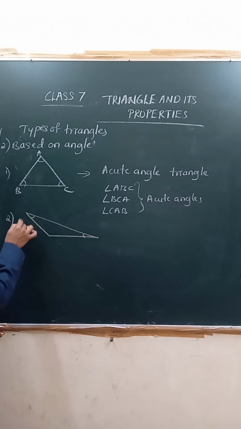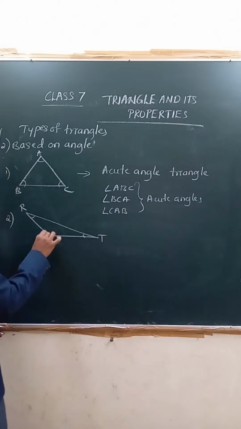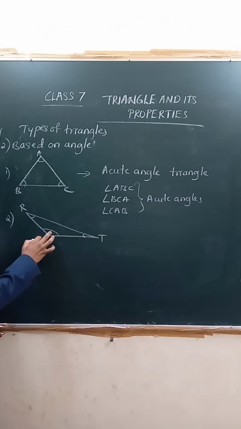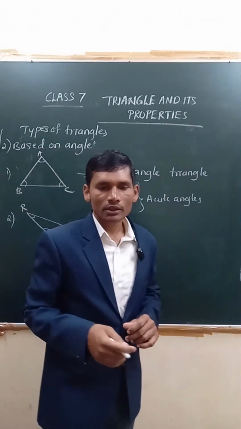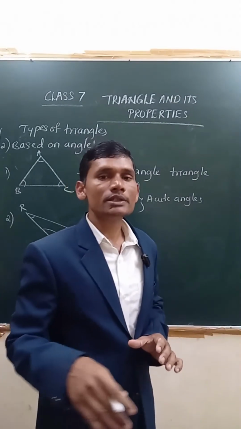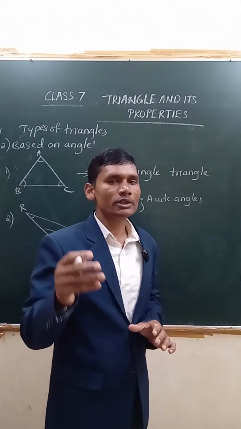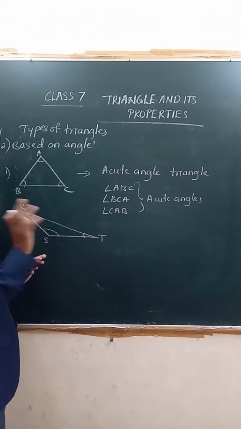We call this RST. We will name it like this. Now the angle RST, if you take, this is an obtuse angle. You know that. What is an obtuse angle? The angle which measures greater than 90 degrees and less than 180 degrees, right? That is only an obtuse angle. So if you measure this angle, it is greater than 90, less than 180.